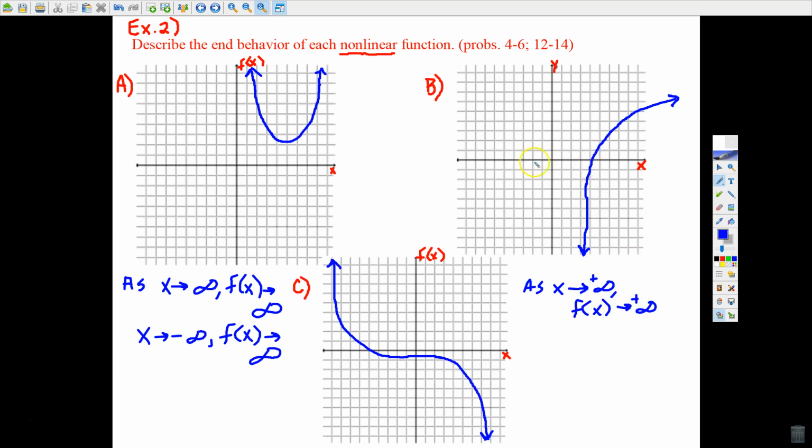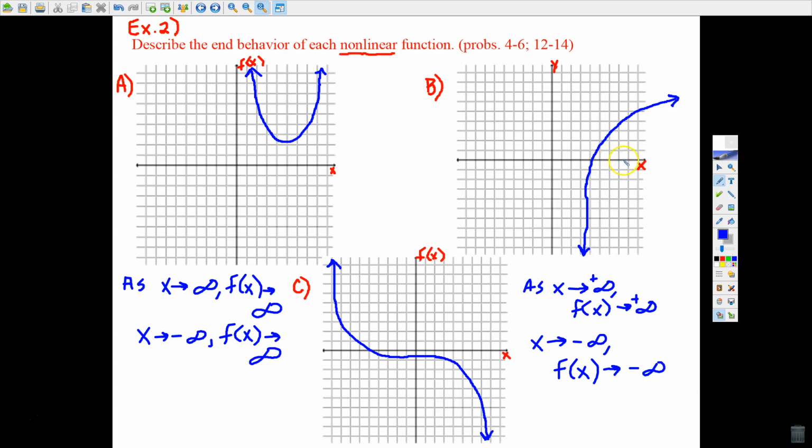Now let's go the other way. As we get smaller and smaller, approaching negative infinity with our inputs, what's happening to these y values, or where is the function going? Well, y this way is negative, and it's pointing in a forever negative direction. So as the x values, or the domain, approach negative infinity, the function is also going to approach negative infinity.